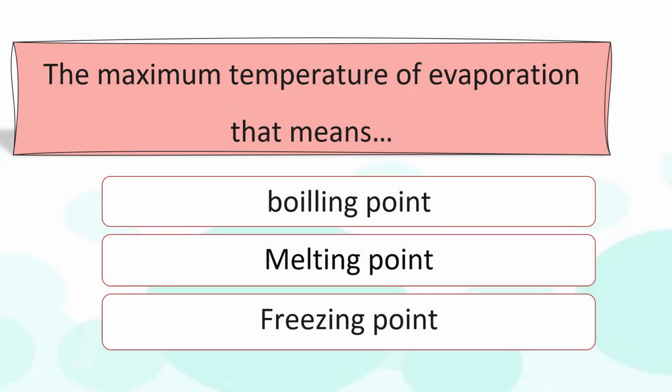The maximum temperature of evaporation, does that mean boiling point, melting point, or freezing point? The answer is boiling point. There is a difference between boiling and evaporation. What is the meaning of evaporation? Evaporation occurs at any temperature, but boiling happens at the boiling point, at this temperature.